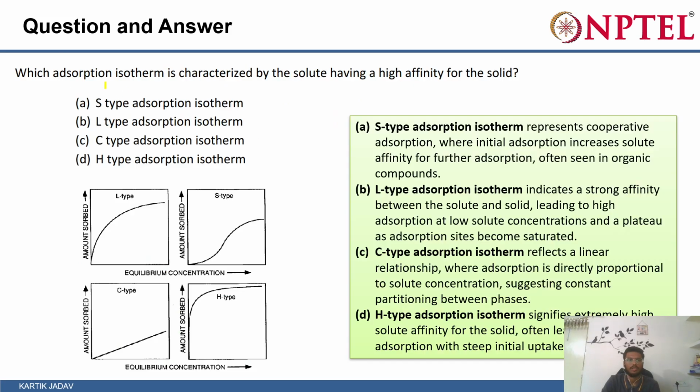Which adsorption isotherm is characterized by solute having high affinity for solids? S type, L type, C type, or H type. You can see here, basically, an isotherm represents the sorption of a particular contaminant in the soil and its equilibrium concentration in soil solution. So you can see these various behaviors. The first one is the L type. The L type indicates strong affinity between solute and solid.